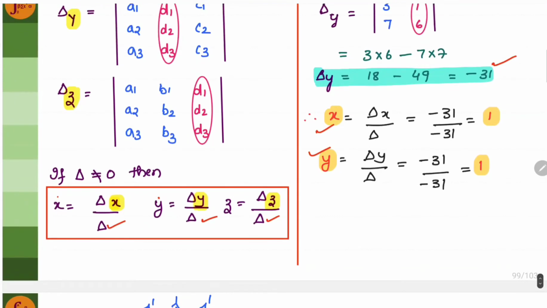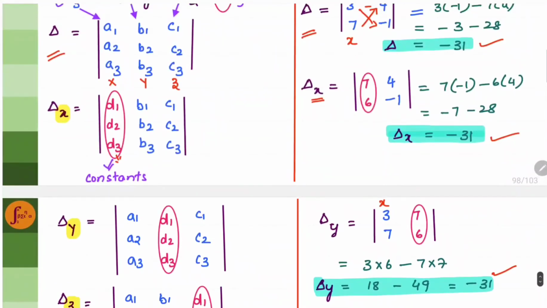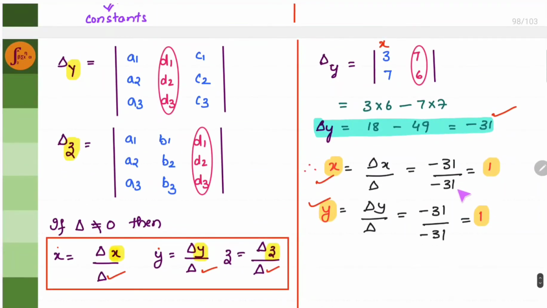So, using this formula, x is equal to the determinant of x by the determinant. What is the determinant of x? It is minus 31. And what is the determinant? Minus 31. So, minus 31 by minus 31, we get 1.